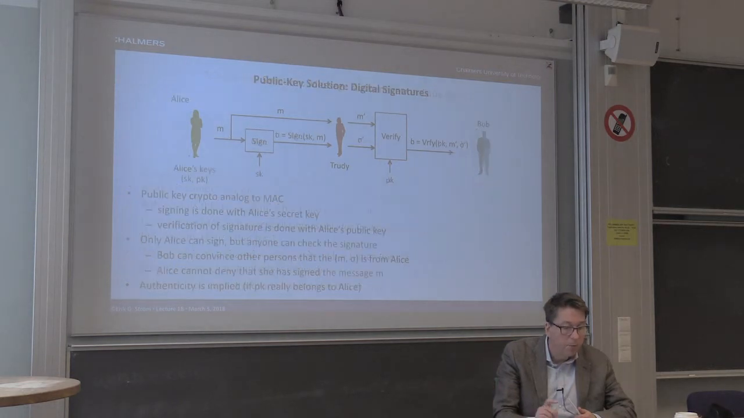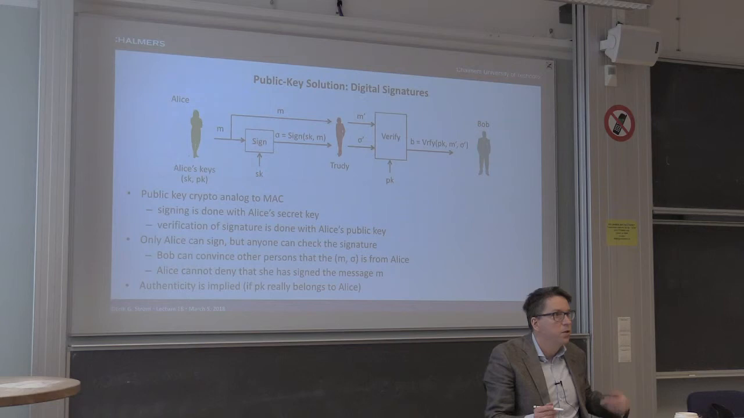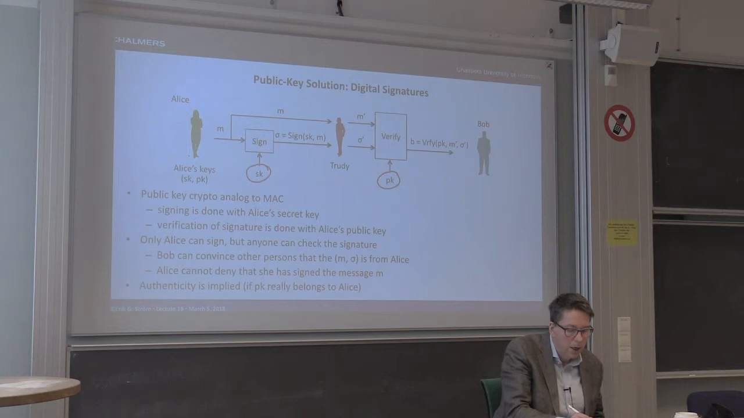The public key solution to this is there is one, and it's something called digital signatures. And basically it's the same idea. The only difference now is that we have two keys, one secret key and one public key. Okay, and this is connected then to Alice.